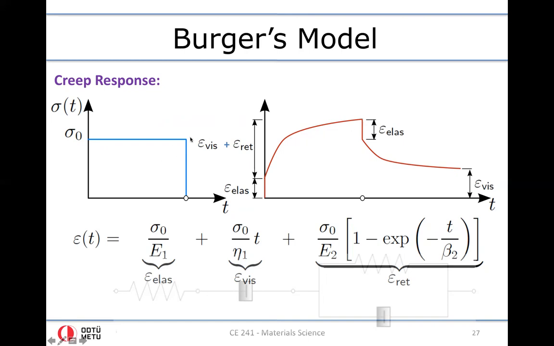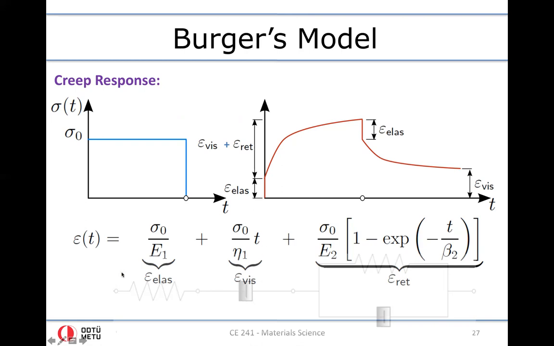When you unload the model at a certain time from sigma 0 to 0 stress value, we observe immediate elastic recovery of the strain that is due to this part. And when you wait for a while, a certain part of the strain is also recovered. That is due to the retarded elasticity in the Kelvin model. And a certain part will remain there as a permanent strain, and that is due to the viscous element, the dashpot in the Maxwell model, this term.